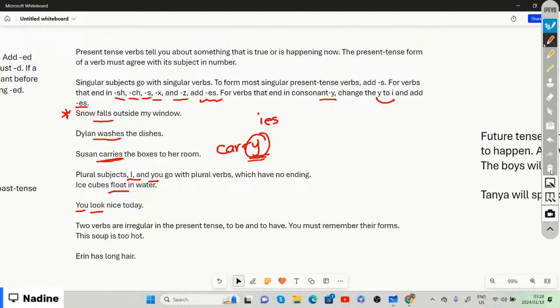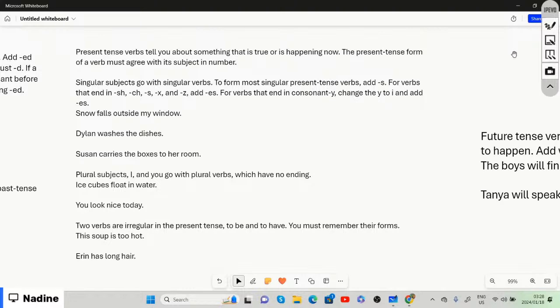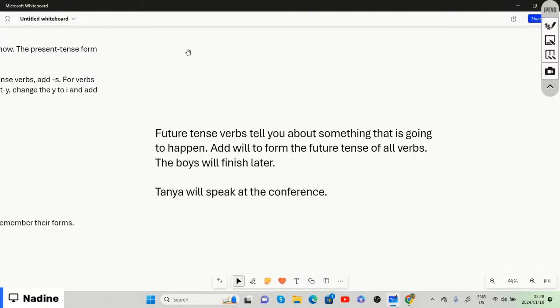And then also we have the future tense verb. And the future tense verbs tell you about something that is going to happen. Remember, things that are in the future did not happen yet. So which means that it is going to happen.